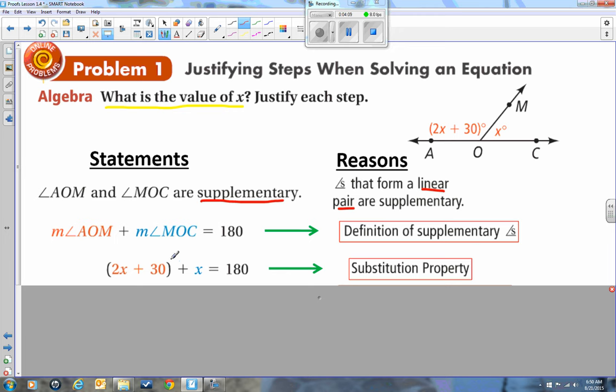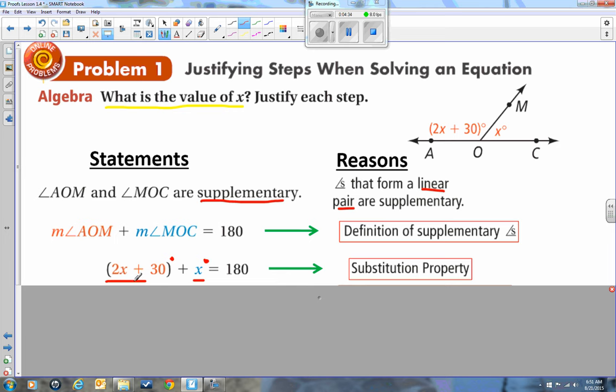So we have 2x plus 30 degrees and the x degrees, these two separate little angles. We add them together and set them equal to 180. How did we move from this step to this step? Substitution. So we wrote substitution as our reason for writing that. And I'm still trying to find the value of x. So what can I conclude from what's over here? How do I get the value of x?